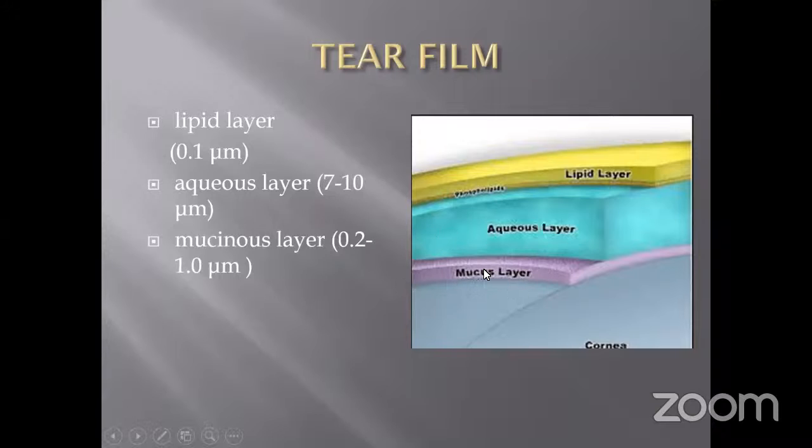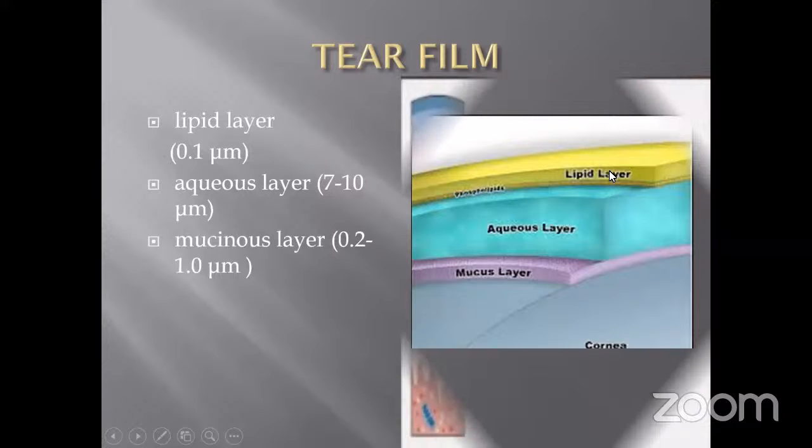The innermost is the mucus layer. The innermost layer is the mucinous layer, which accounts around 0.2 to 1 microns. Then we have the largest layer, which is the aqueous layer, which is around 7 to 10 microns, and the outermost layer is the lipid layer, which is only 0.1 microns.